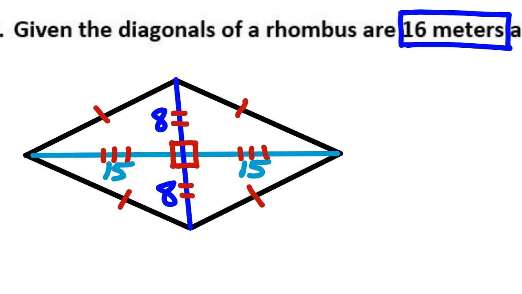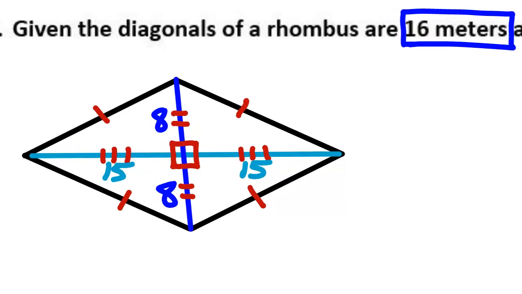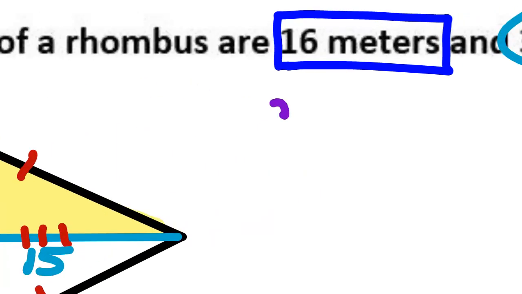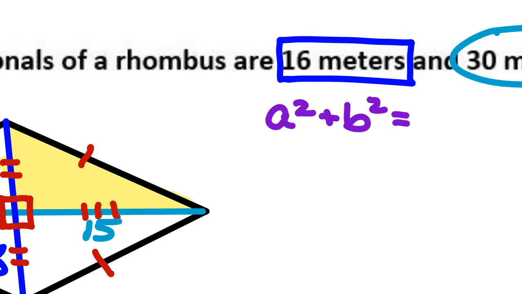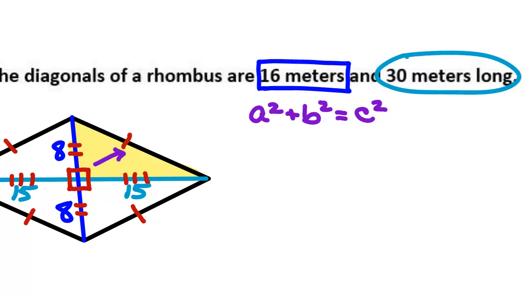We need to find the length of one side of this rhombus, because once I know one side, I know all the sides. So I'm looking right here at a right triangle, and I'm going to use the Pythagorean theorem to solve this. So I have a squared plus b squared equals c squared. We're looking for the hypotenuse because that is opposite my right angle. So the c is going to stay c. The 8 and the 15 go in for either a or b, doesn't matter which is which.